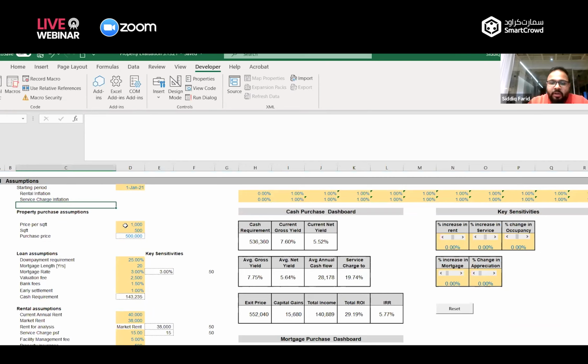Everything else is an output. Do not touch this. You won't be able to do it. I think it will be locked when you get it. It's not locked right now, but it will be locked, right? So only play around with the variable, the yellow boxes that are inputs.